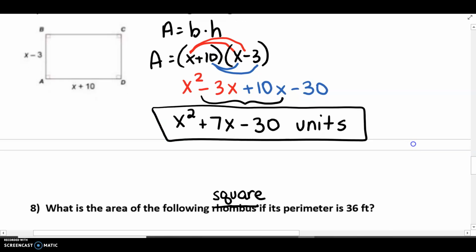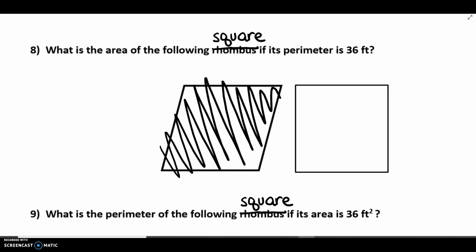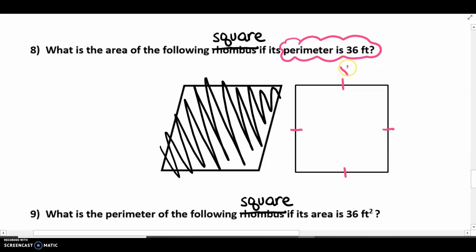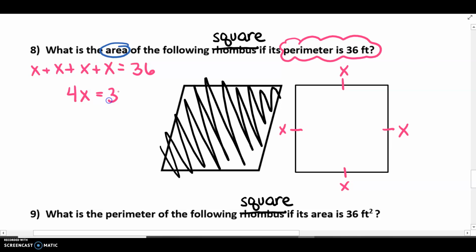All right, next problem. The area of the following square. Once again, remember that if we're dealing with a square, we know that all 4 sides are the same. They're telling you that the perimeter is 36, which means if I add up all 4 mystery sides, x plus x plus x plus x, I should get a perimeter of 36. If I solve this, I know the length of the side, which then lets me find the area. So to find the length of the side, we combine like terms here. I have 4x equals 36. I divide by 4, and I find that each side is actually worth 9.